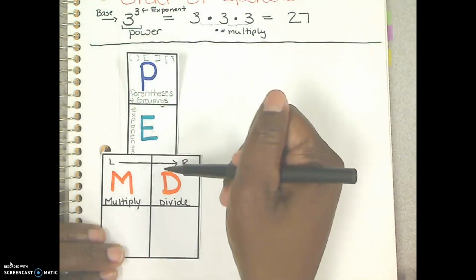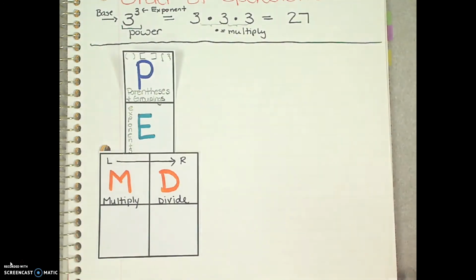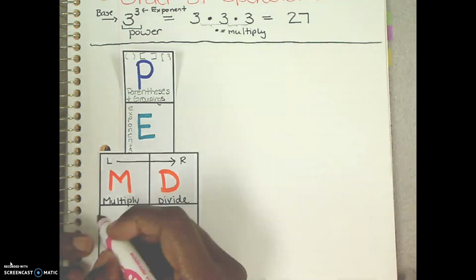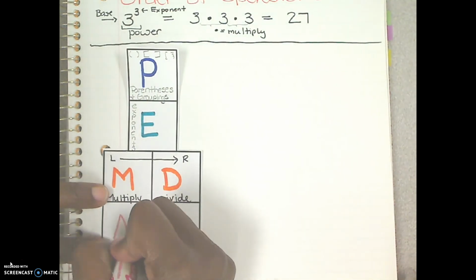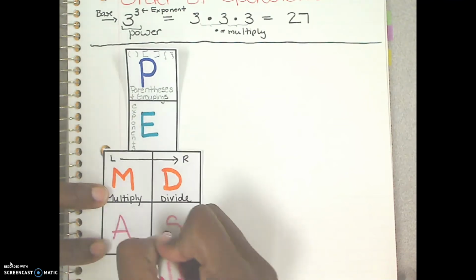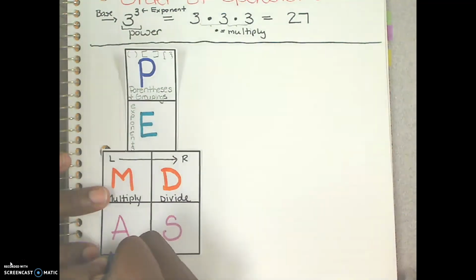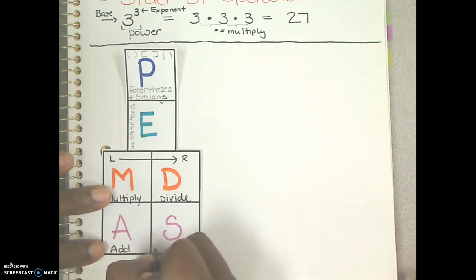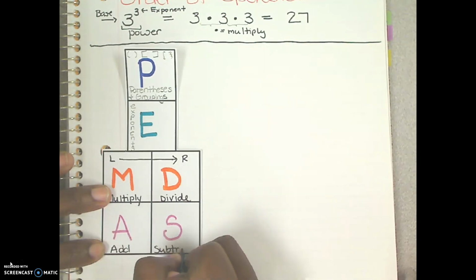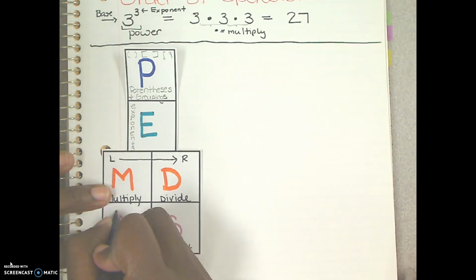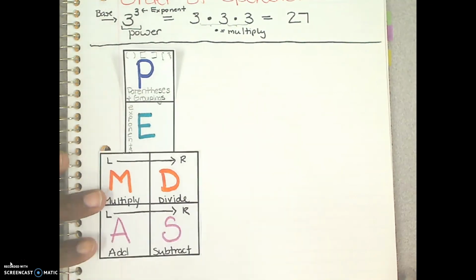So step 1, 2, 3, and your last step, once again, same thing. You're going to make it the same color because it depends on the order that it appears, and we're going to do it from left to right again. So we're going to either add or subtract. Same thing from left to right.